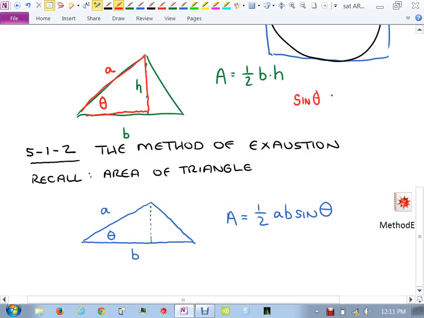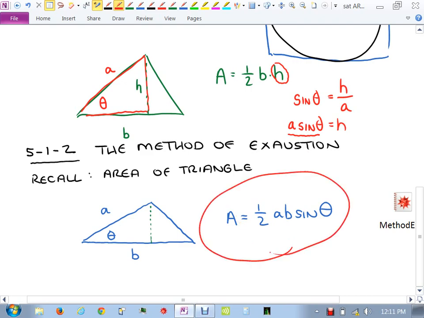Sine of theta is opposite over hypotenuse, which is A, isn't it? Solve that for H. In other words, multiply both sides by A, and what do you get? A sine theta is H. Now go back to this formula, the green one here, and replace H with A sine theta, and what do you get? You get this, don't you?